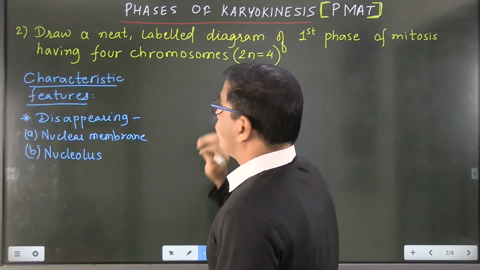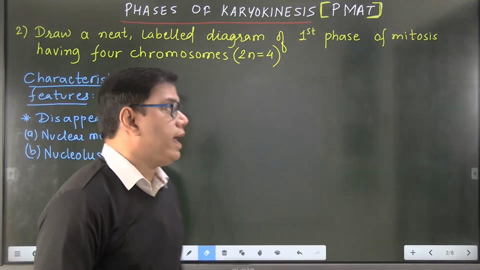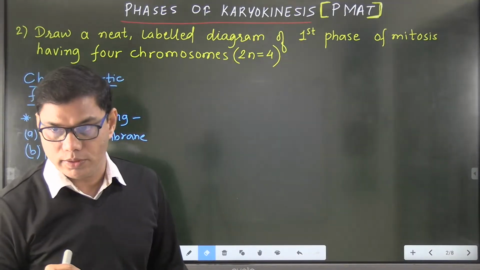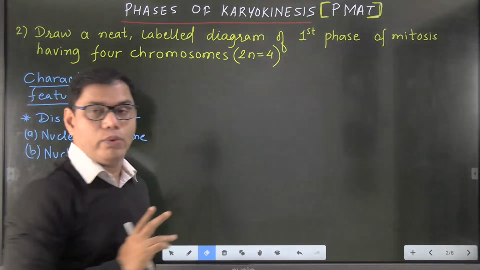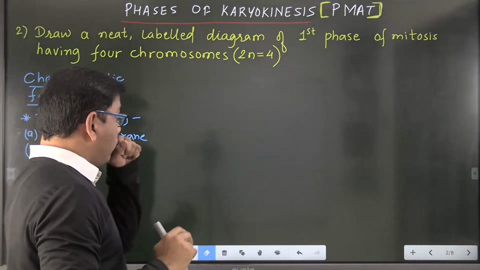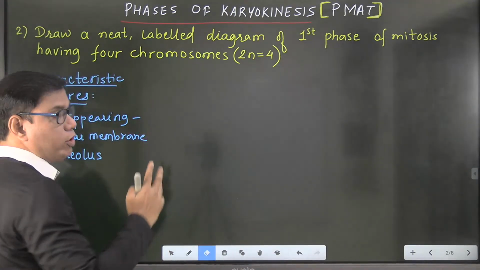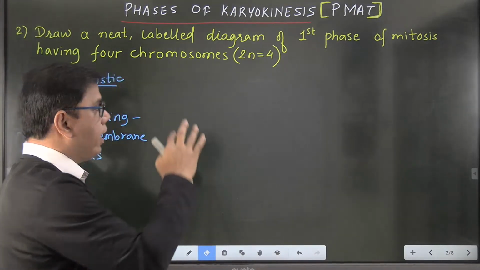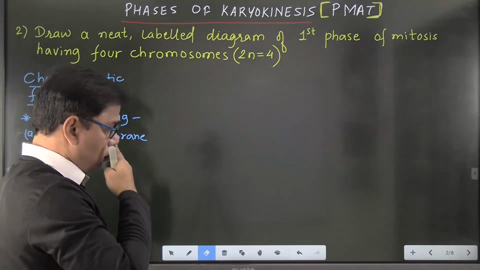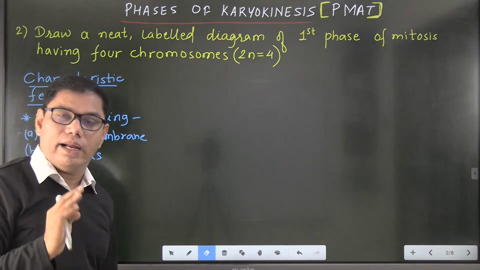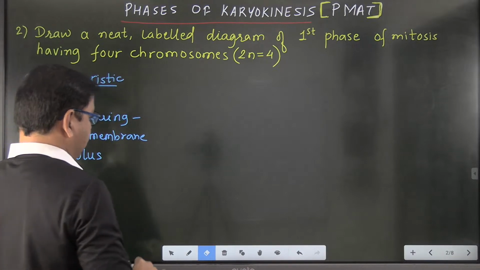If the number of chromosomes is not given in the examination, by default draw 4 chromosomes. Another thing that is not given is whether we have to draw a plant cell or an animal cell. What I'm going to do is draw both the plant cell as well as the animal cell. But if they ask you to draw a plant cell, then only draw a plant cell. If they ask you to draw an animal cell, you will draw only an animal cell, right?